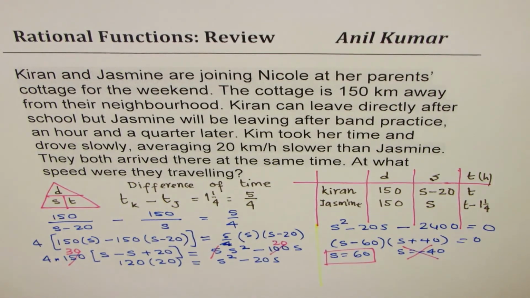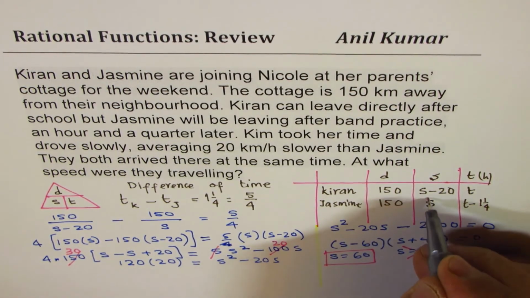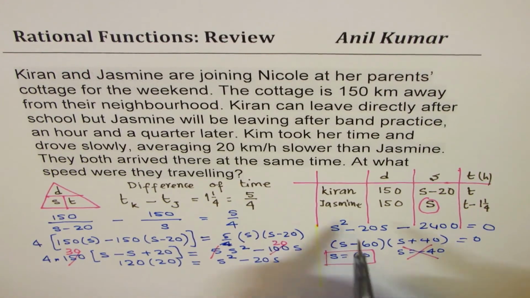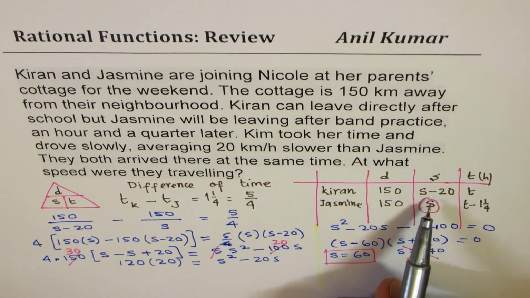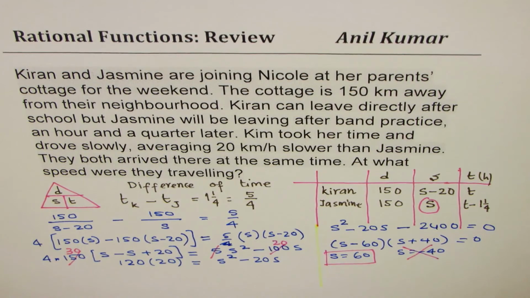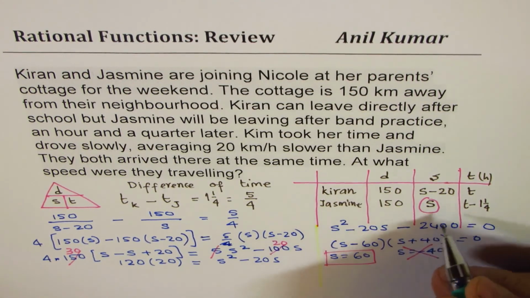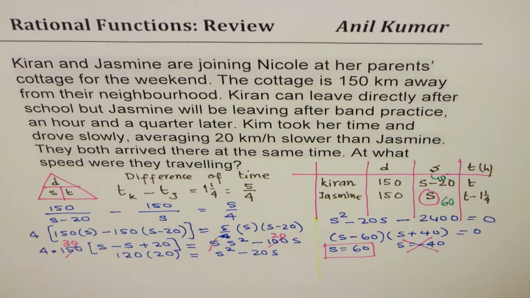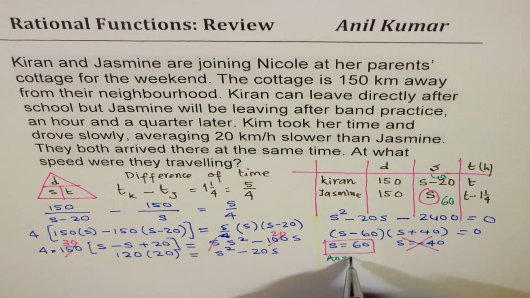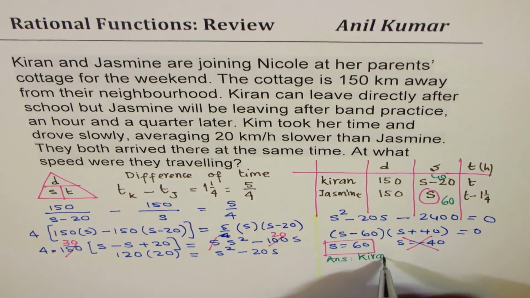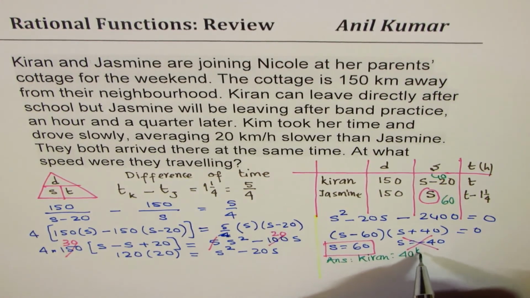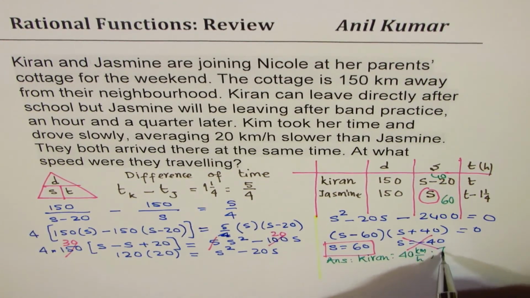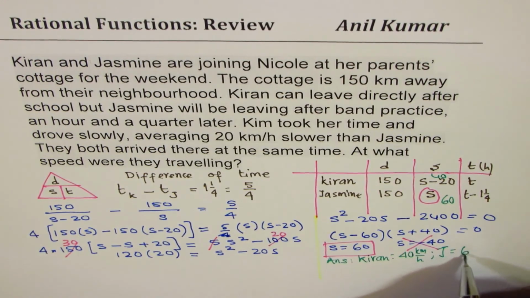Do you see that? So S is 60, and therefore the friend Kiran was going at an average speed of 40. Do you see that? So we did get the answer either way. We get 60 for Jasmine and 40 for Kiran. So let me just push this page a bit. So our answer is Kiran went at 40 kilometers per hour, and Jasmine, let's just put here, 60 kilometers per hour on average.